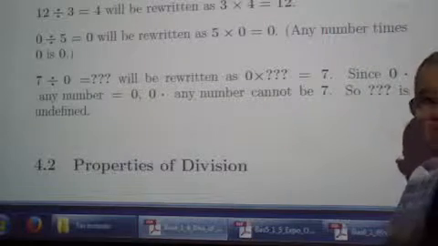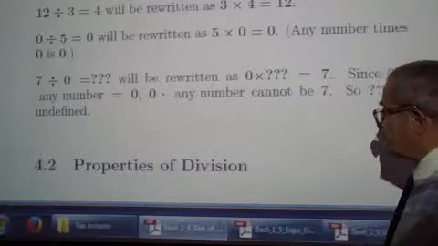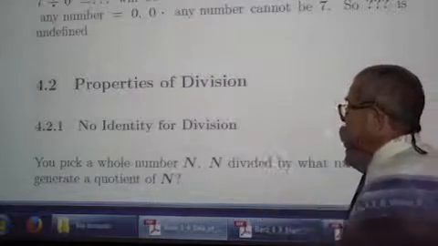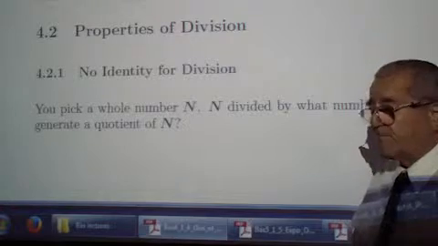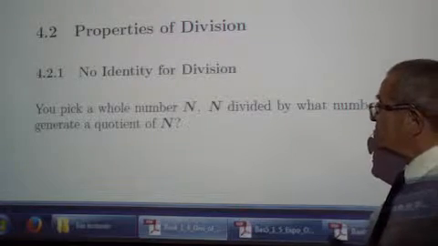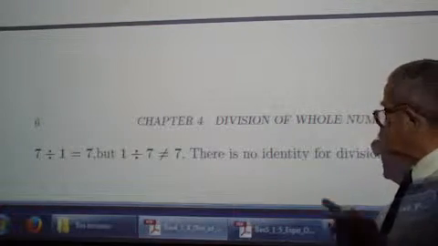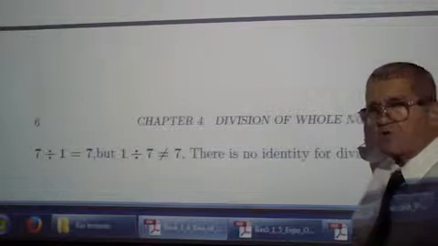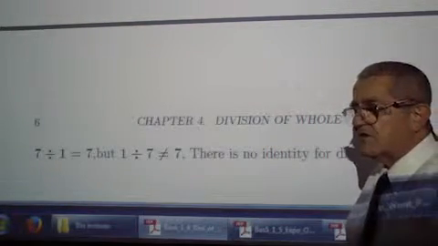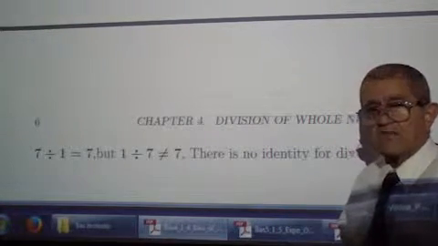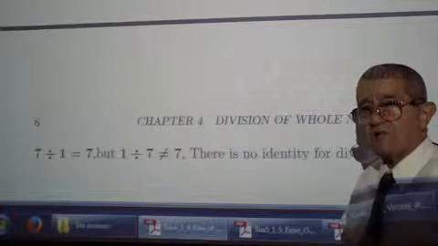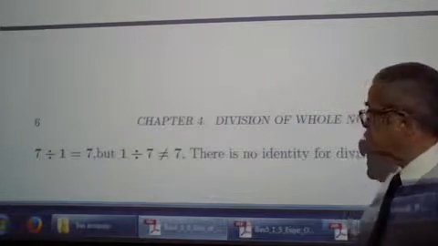Then we want to go to the properties of division. There is no identity for division. Although n divided by 1 is n, the commutativity of that does not work. 7 over 1 is 7, but 1 over 7 is not 7. So there's no identity for division. What was the identity for multiplication again? 5 times a number is 5, or a number times 5 is 5. Yeah, 1. 5 times 1 is 5, and 1 times 5 is 5. You can commute.